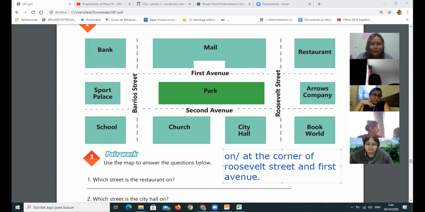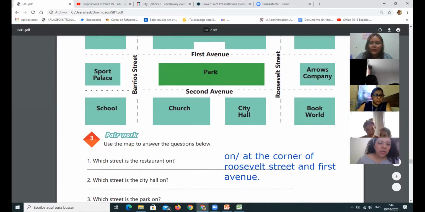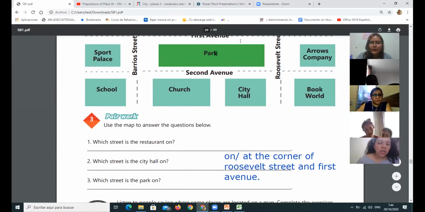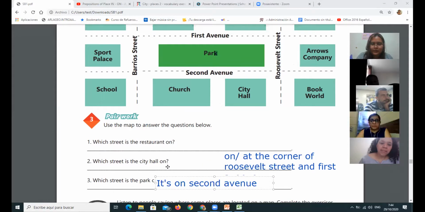What about which street is the City Hall on? City Hall, where is it? On Second Avenue. Okay. We're going to say it's on Second Avenue. On Second Avenue, correct.